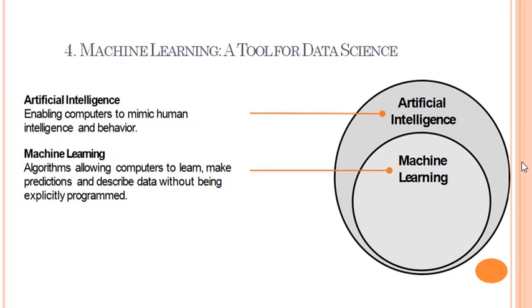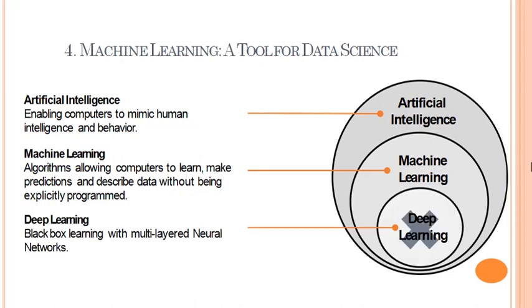This is an important thing here: we don't want the algorithms to be explicitly programmed for everything, right? We want the algorithms to learn from some sort of data so that they can perform intelligent behavior. They can mimic human behavior, and they can perform tasks for which they were not taught.